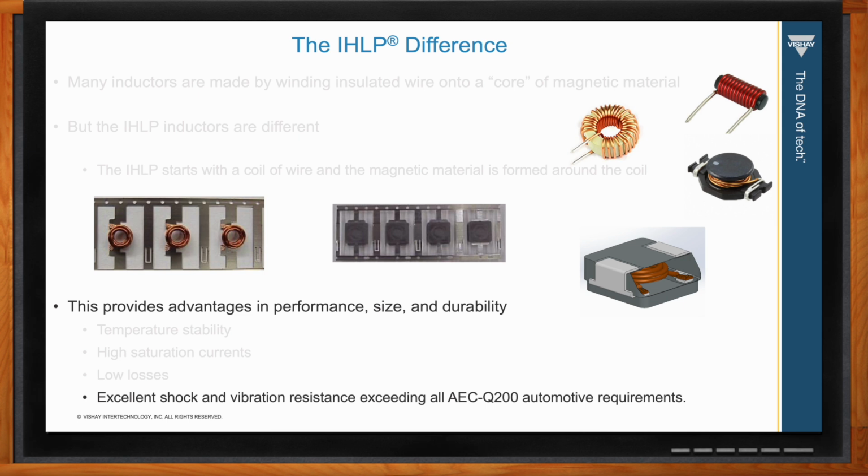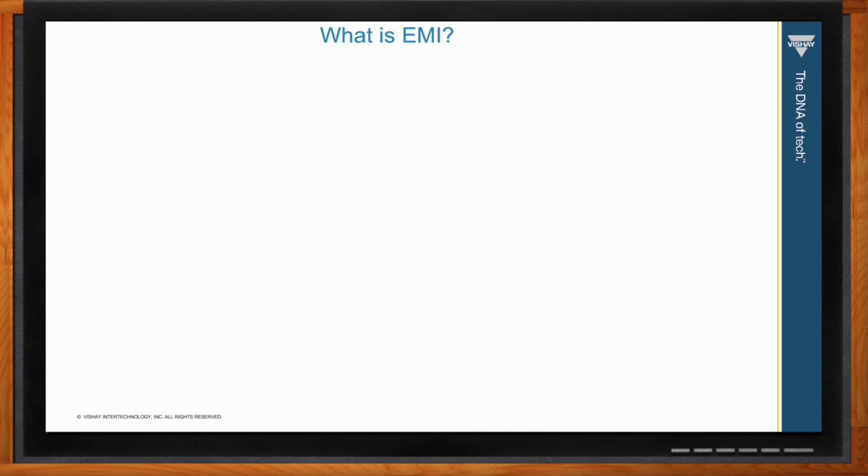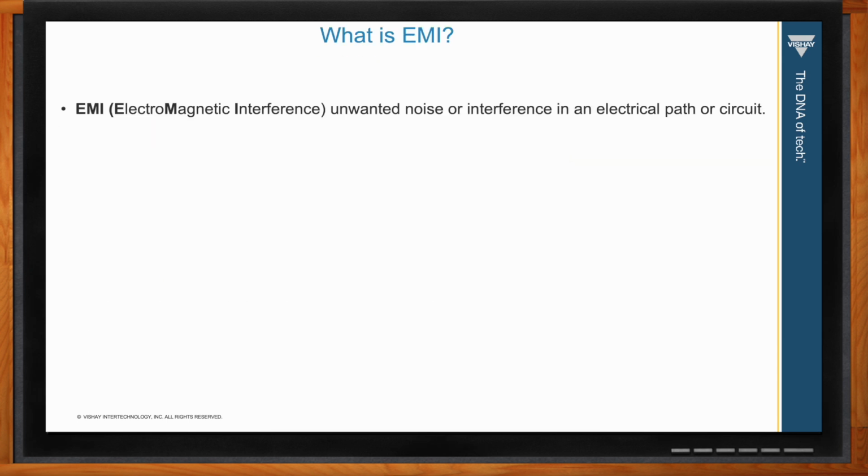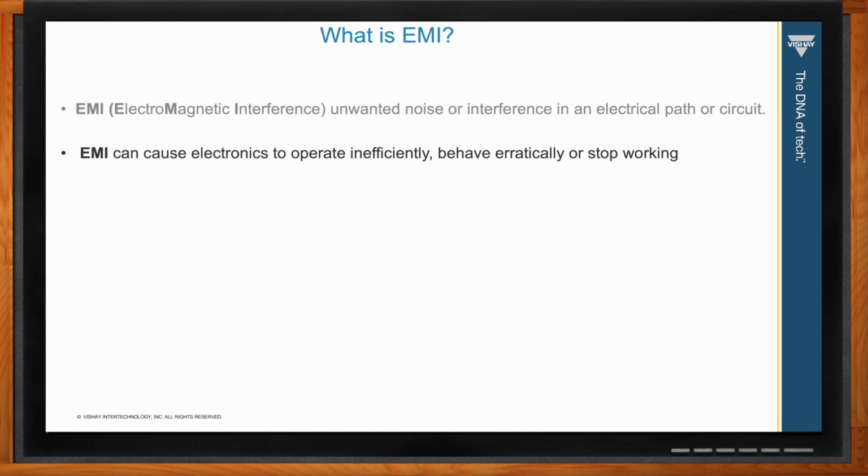But today we're going to focus on EMI reduction, right? So, what exactly is EMI anyway? Well, that is a really good question. EMI is an abbreviation that stands for electromagnetic interference, and it is basically unwanted noise or interference that is in an electrical path or circuit. So EMI can cause electronics to operate inefficiently or behave erratically or stop working completely.